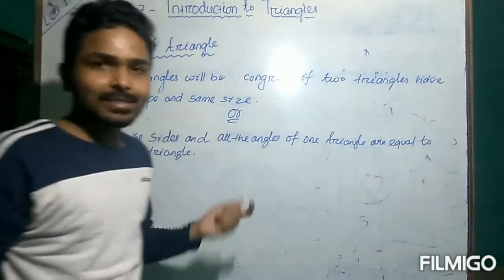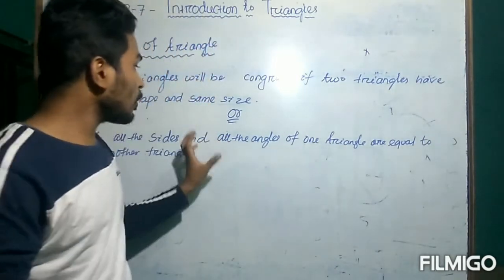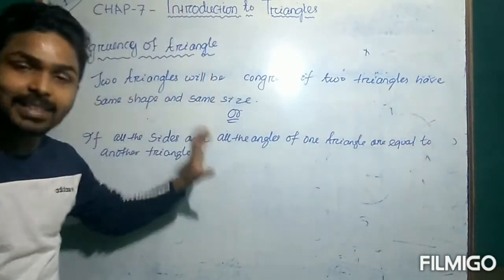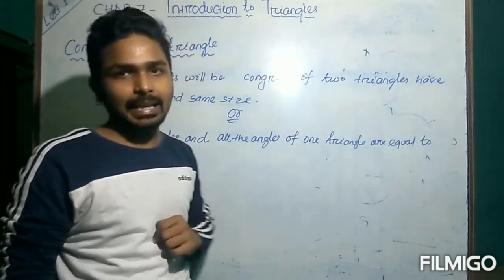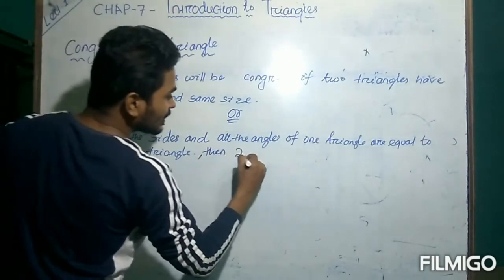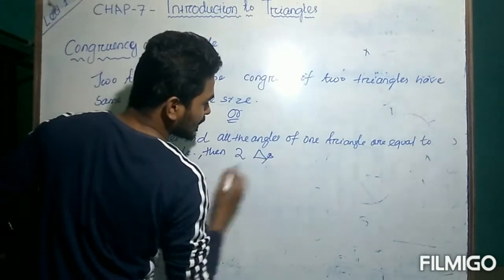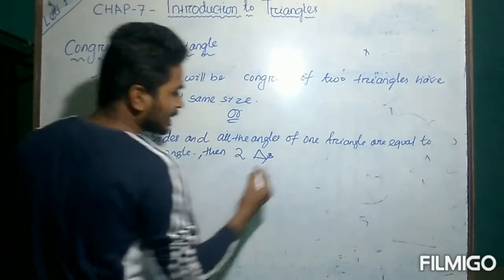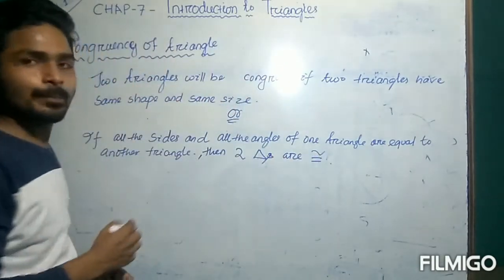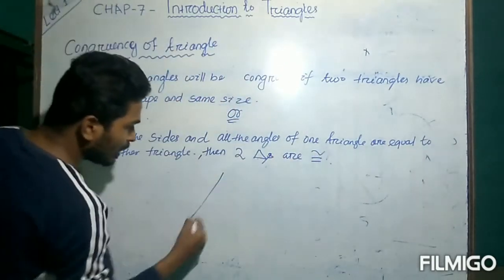If all the sides and all the angles of one triangle are equal to the sides and the angles of another triangle, then the two triangles are congruent, symbolically represented as shown.